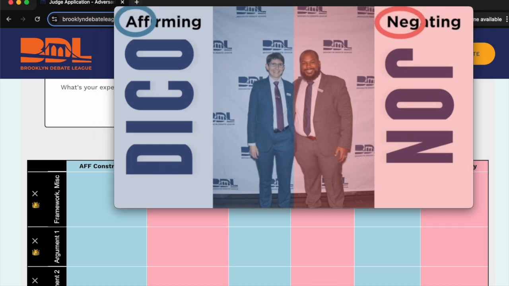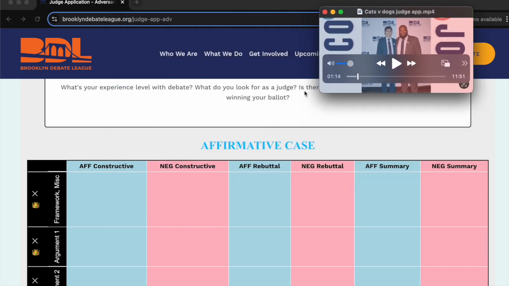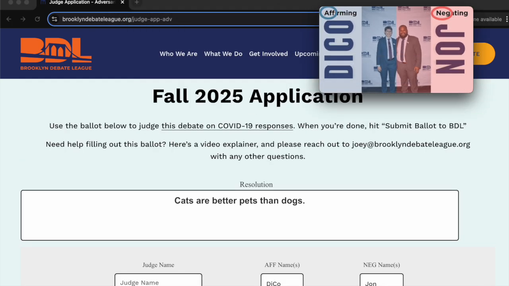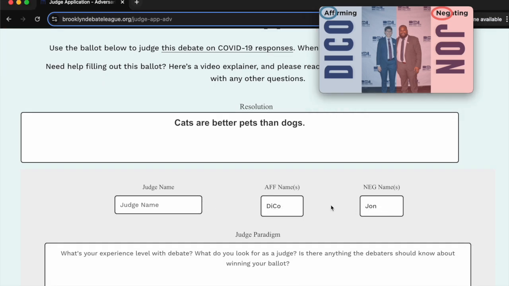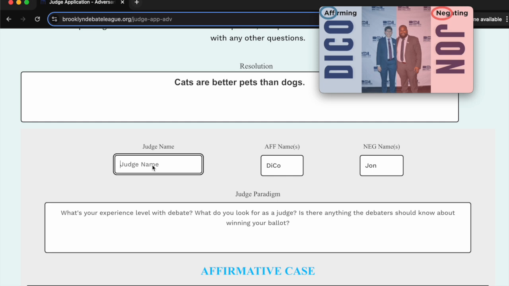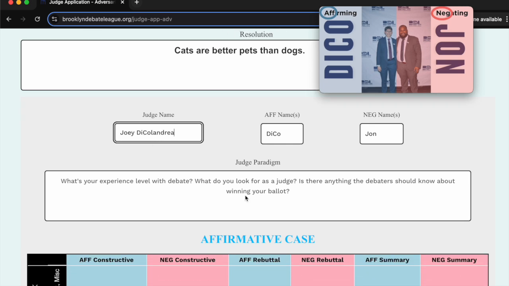All right, before we hear the actual debate, let's take a look at the ballot itself. So you'll see here the resolution is already written down for you. So are the debaters' names. Here's where you have to start filling stuff in. So if you could put your name here under judge name.